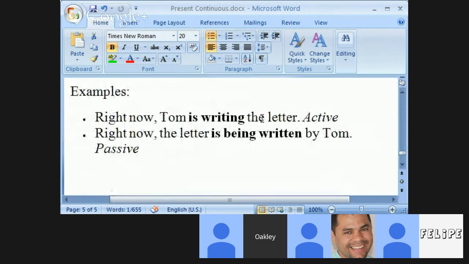And last thing here, last but not least, let's take a look at the passive construction, a passive present continuous. Now, we've got a time phrase in our active example. Time phrase right now, clearly showing the action is happening right now. Tom, our subject noun, is doing the action. Tom is writing. And then our object noun, the letter. Tom is doing the action to the letter. Great. Tom is writing the letter.